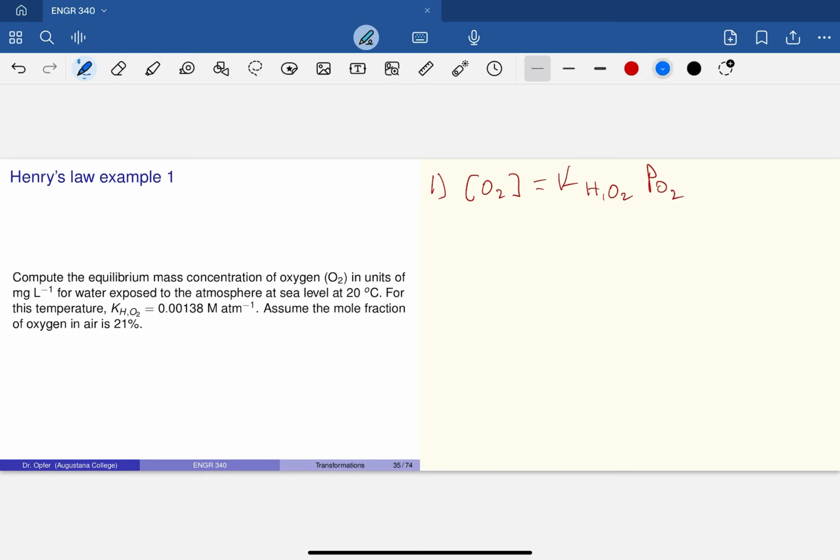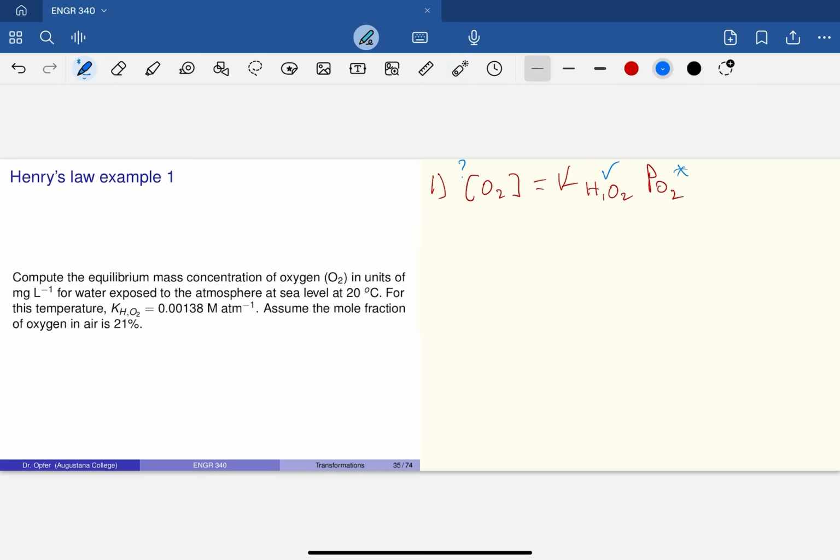We're given this. This is what we're trying to find, but we don't know what the partial pressure of oxygen is immediately. So let's look at what other information we are given. Basically, we've used everything else except this fact that the mole fraction of oxygen in air is 21%. So that's a pretty good indication that we should be doing something with this piece of information.